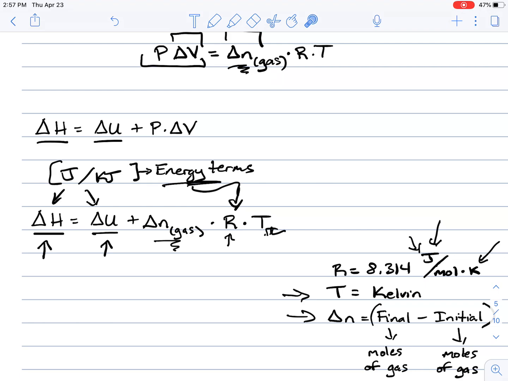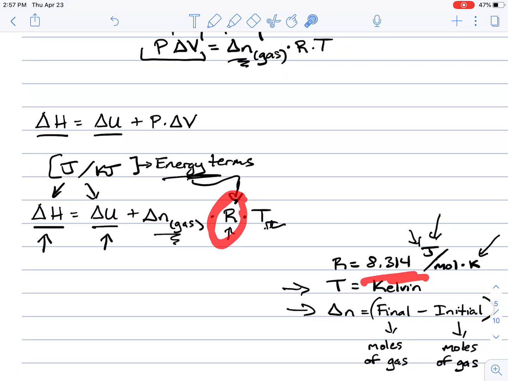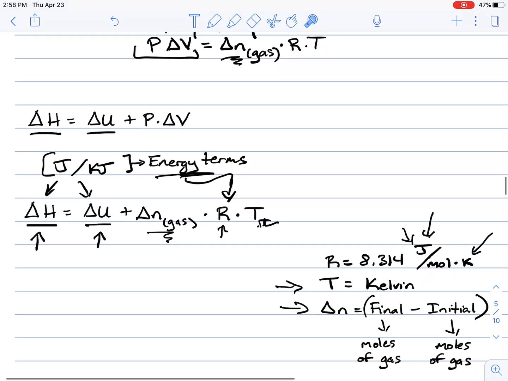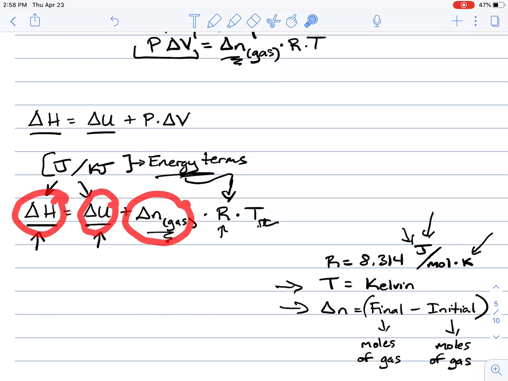Okay. Now, I should say that R is always known. R is always 8.314 in this equation. And so for example, if you were given change in enthalpy, change in internal energy, and the number of moles of gas, then you can go ahead and figure out what the temperature of the system is, and so forth and so forth.